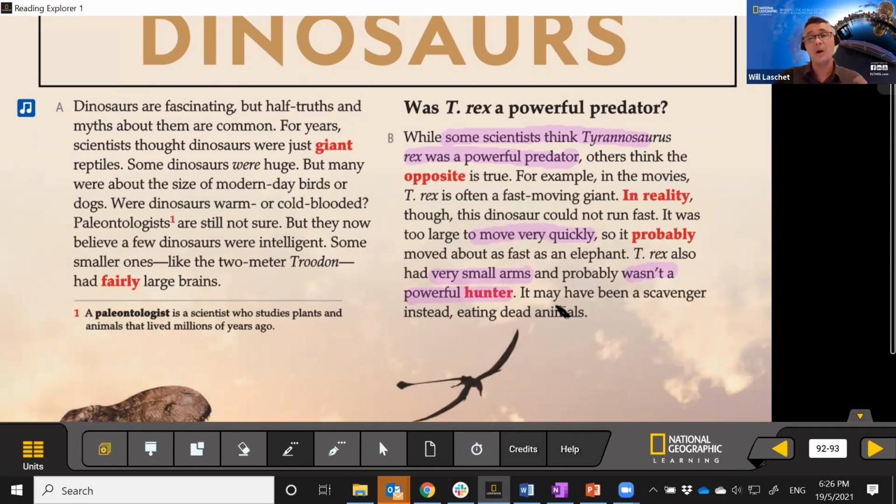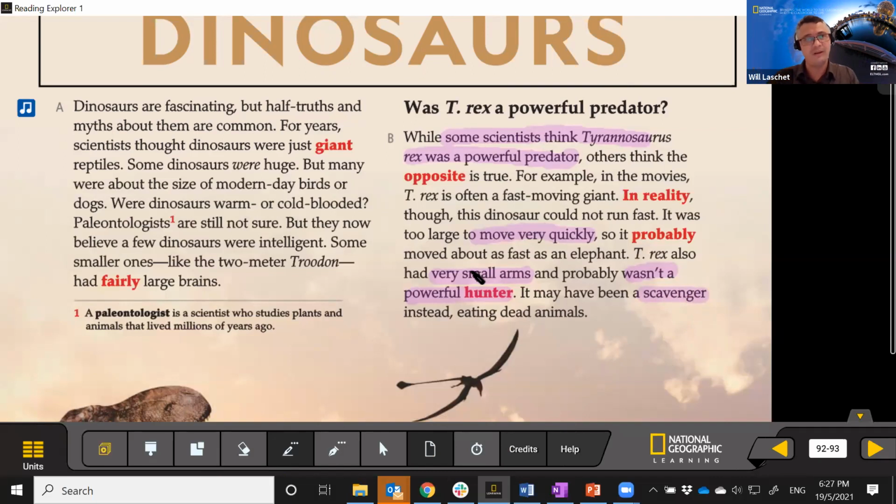So what a lot of scientists now are thinking, the more modern view, is actually a T-Rex may have been something else. It may have been what? Instead of a hunter, it may have been a different word. Right, Yuri's got it. So it may have been a scavenger. Okay, there we go. So actually, this is telling us that we don't know 100%. We weren't there with the T-Rex, but we've now got divided opinion.